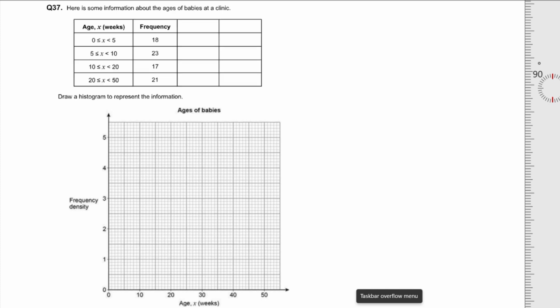Question 37, it actually wants us to draw a histogram. Now it's got 2 extra columns added to the data table for us to do some calculating. Now the best things to use these for is the class width and the frequency density. Okay, so I'm going to do class width first. So the class width is just how wide each of the groups are. So from 0 to 5, 5 take away 0 is 5. That's a class width of 5. Next one, 5 to 10, 10 take away 5 is 5 as well. The next class width, 20 take away 10 is 10. And the last one, 50 take away 20 is 30. They're all the class widths.